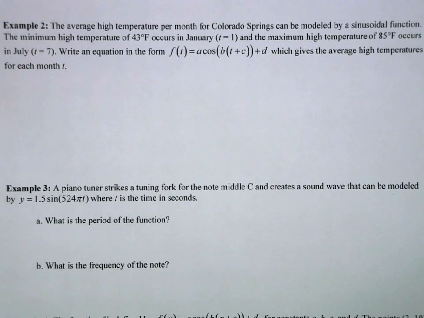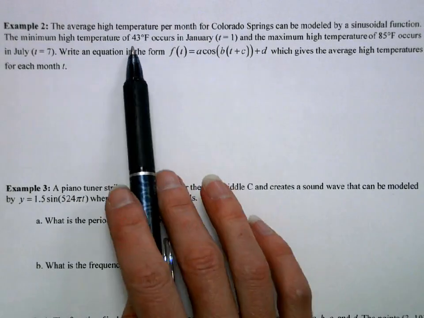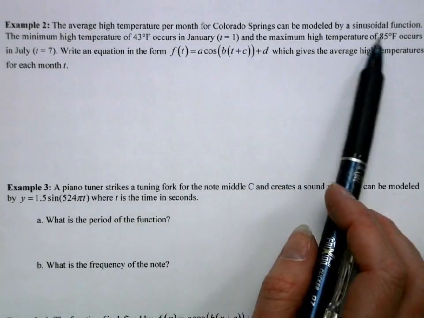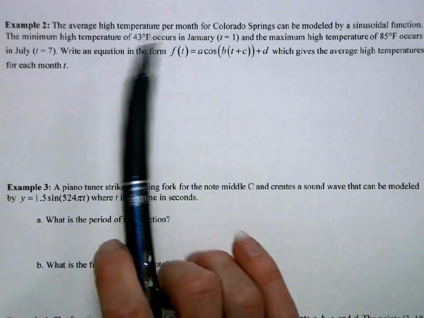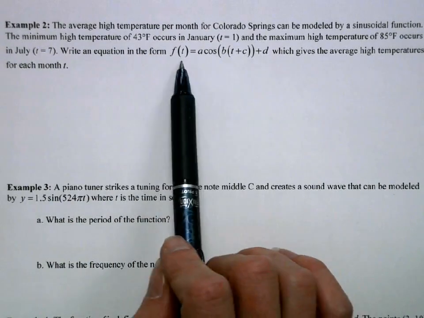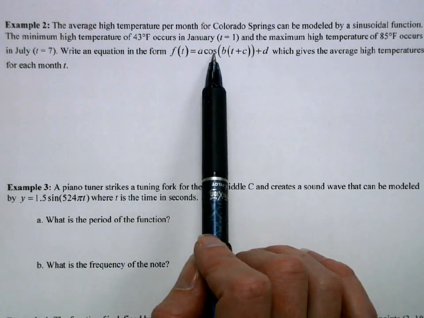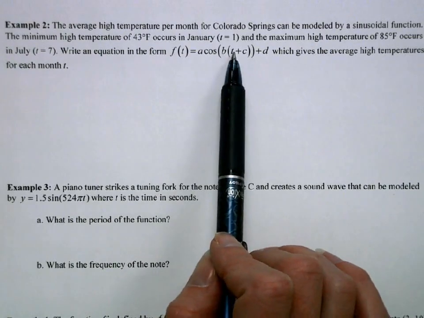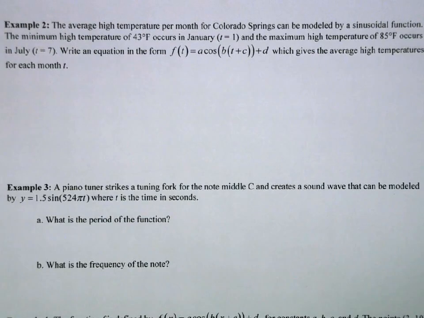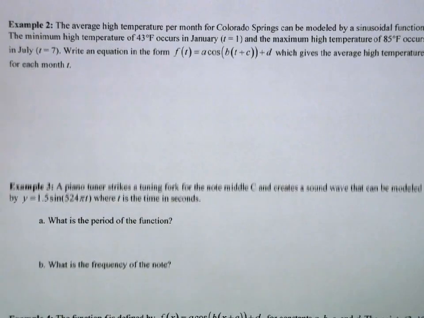All right, the average high temperature per month for Colorado Springs can be modeled by a sinusoidal function. The minimum high temperature of 43 degrees occurs in January, which we're going to call t equals 1. The maximum high temperature of 85 degrees occurs in July, which is t equals 7. We're going to write an equation in the form f of t equals a cosine (b t plus c) plus d, which gives the average high temperatures for each month. So what I like to do is draw myself a little picture.